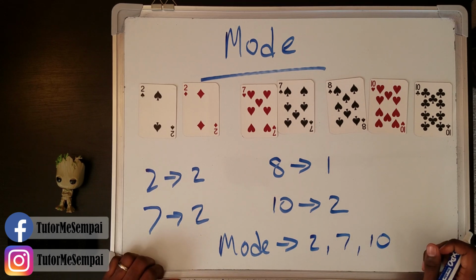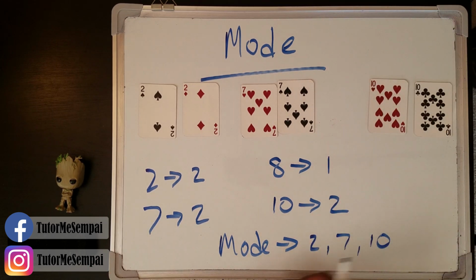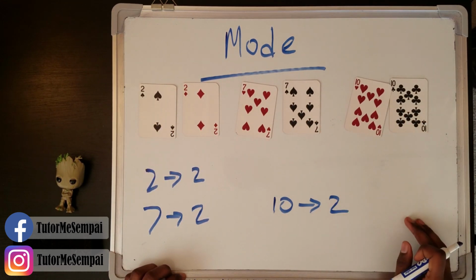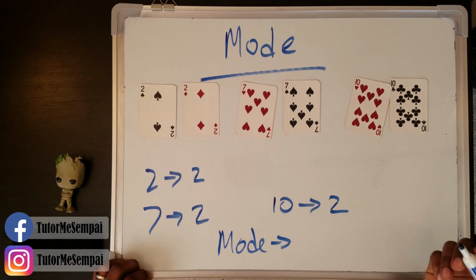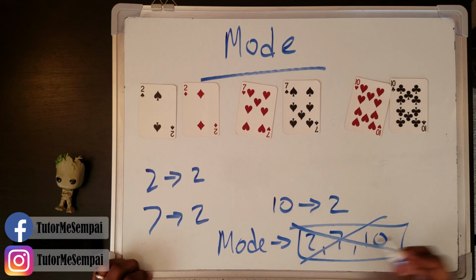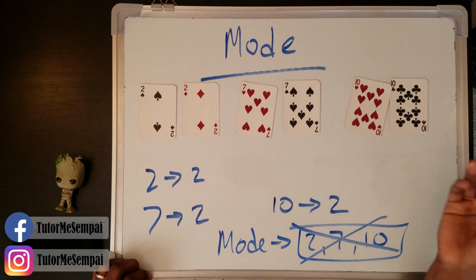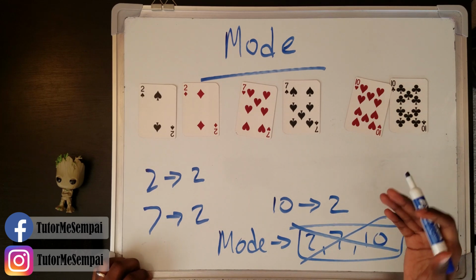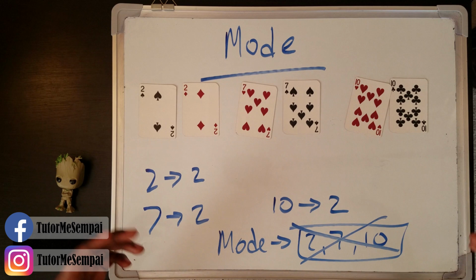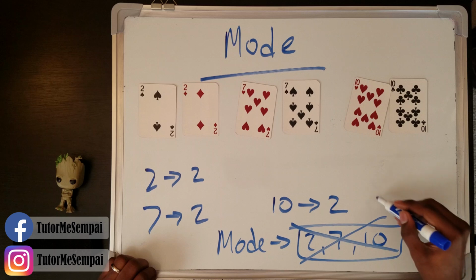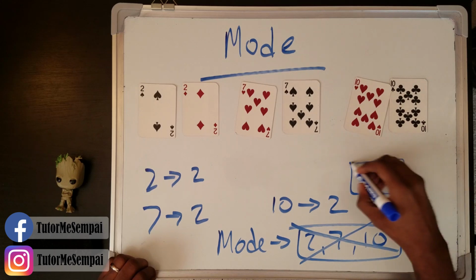How about one more example for our mode? What if I remove this 8? Now our data set is 2 2s, 2 7s, and 2 10s. What is the mode? You may be tempted to say 2, 7, and 10 again, but that is wrong. Because we don't have the 8 here, which was only showing up once, everything is even now. So if everything is even, nothing shows up the most. You have to be more than something else in order for you to be the most. And we don't have anything that's more than the other. So in this case, there is no mode.